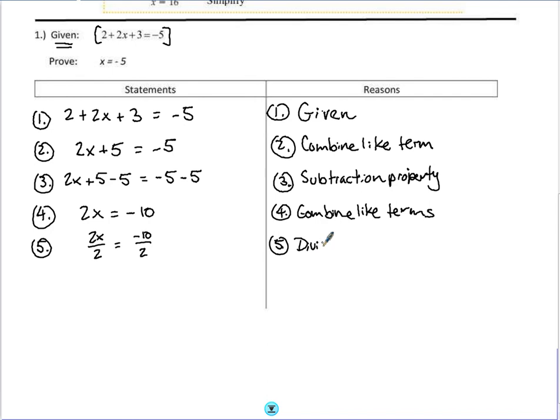Now if you want to say multiplication property, that's fine. Rather than dividing by 2, what we're doing is multiplying by its reciprocal, 1/2. So it's really up to you which one you write. I think both are correct. Step 6, I'm going to simplify, and I'm going to end up with x is equal to negative 5. My final reason for why I got that answer: simplify.